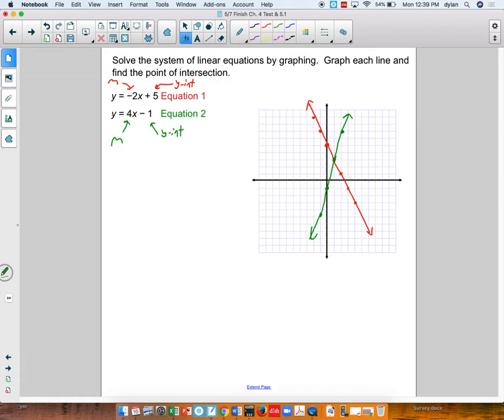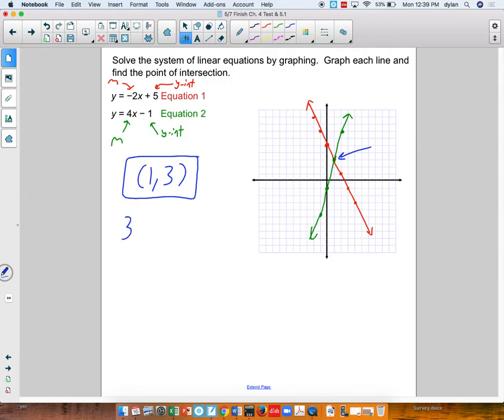So we can see here that we have an intersection point right here at (1, 3). So that tells us that (1, 3) is the solution to this system of equations. Now we want to check that to make sure that we're actually right. So if we plug (1, 3) back into each equation, I'll start with the first one.